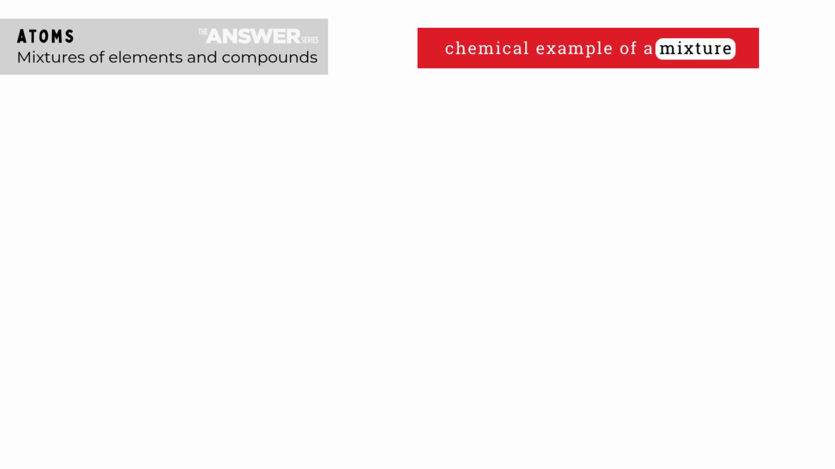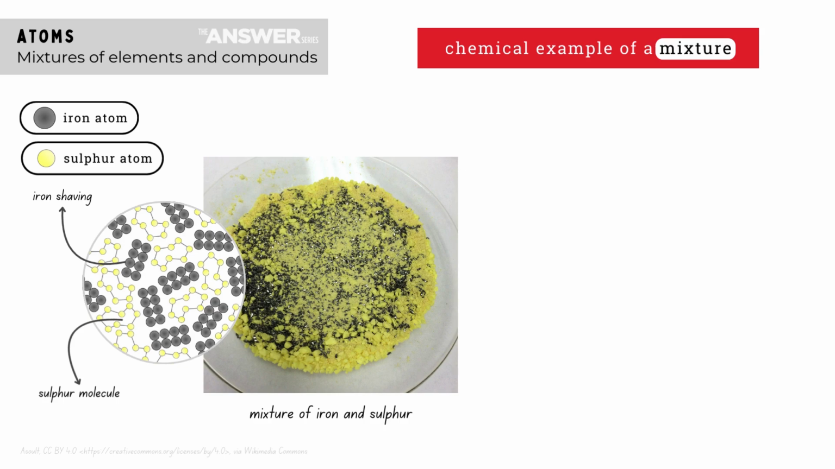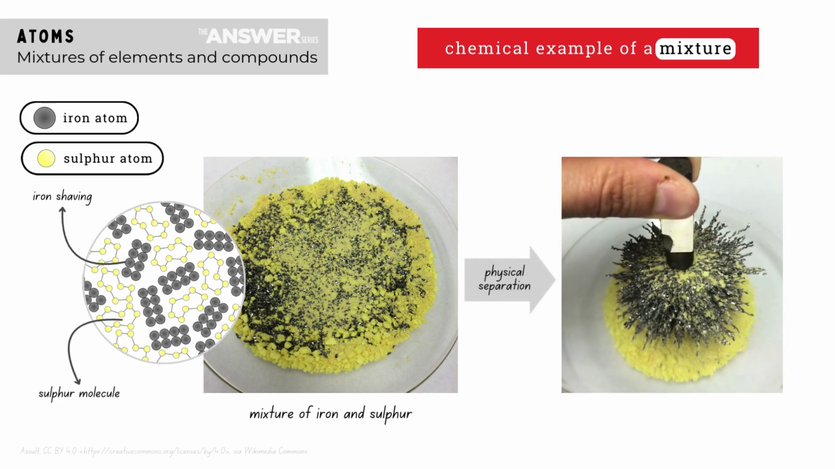Now let's look at a chemical example of a mixture compared to a compound. When iron shavings and sulfur powder are mixed by hand, no chemical reaction has taken place. The mixture is still easily separated physically with the use of a magnet because the iron shavings are magnetic, they're metallic, so you can separate the iron from the sulfur by extracting them with the magnet.